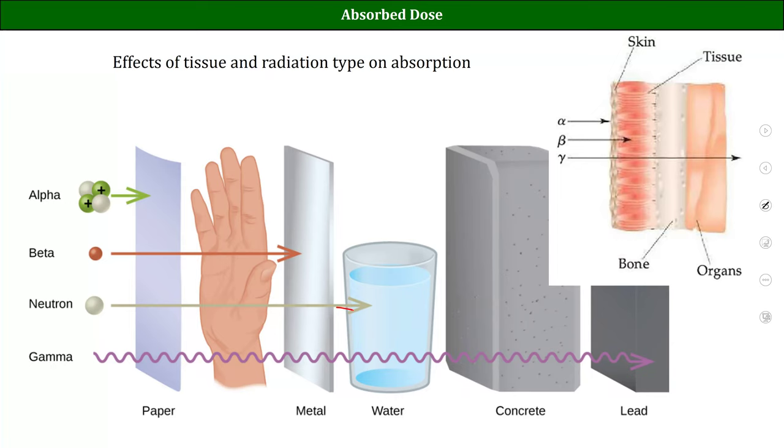Beta particles can move through the top few layers of skin, but can't make it through muscle, really. But alpha particles go right through everything. Or sorry, gamma radiation goes right through everything.